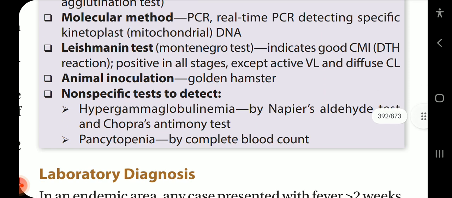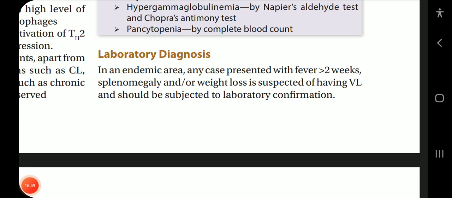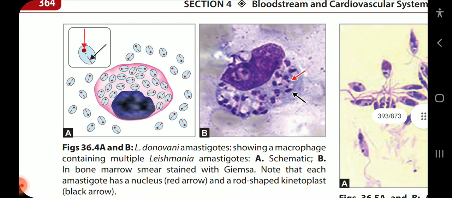Leishmanin skin test, a Montenegro test, indicates good CMI, a DTH reaction, positive in all stages except active VL and diffuse CL. Animal inoculation: golden hamster. Non-specific tests detect hypergammaglobulinemia by Napier's aldehyde test and Chopra's antimony test, and pancytopenia by complete blood count. Lab diagnosis: in an endemic area, any case presenting with fever more than 2 weeks, splenomegaly and or weight loss is suspected of having VL and should be subjected to laboratory confirmation.